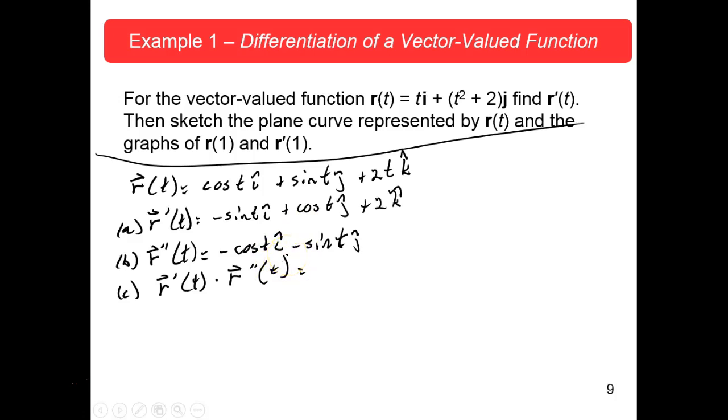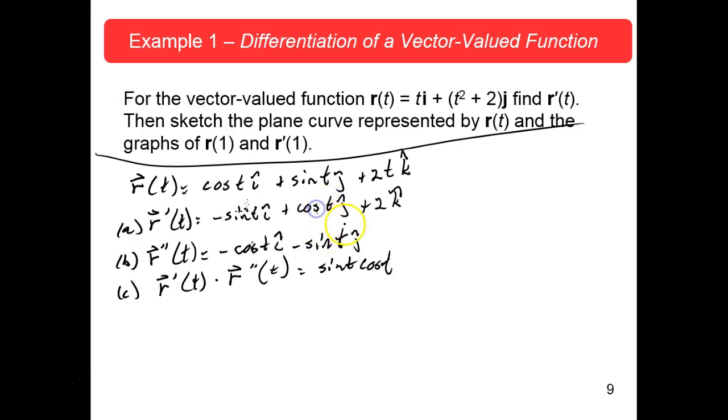Now, how do we do that? How do we do a dot product? Component by component. So we multiply these two components together, the I components together. What do you get? You're multiplying, so you multiply the signs, they go to positive, and that would be sine T cosine T.